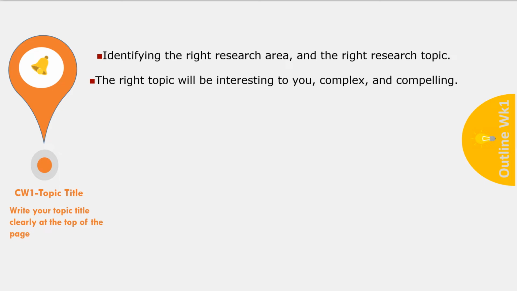Now, if we're looking at the topic title, identifying the right research area and the right research topic is extremely important. So really the topic title needs to be interesting and complex and compelling, so that you're interested in actually completing it and ensuring that the research is actually done.